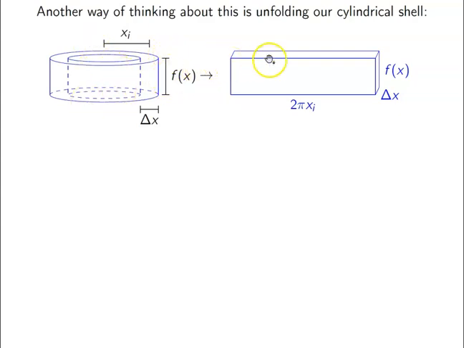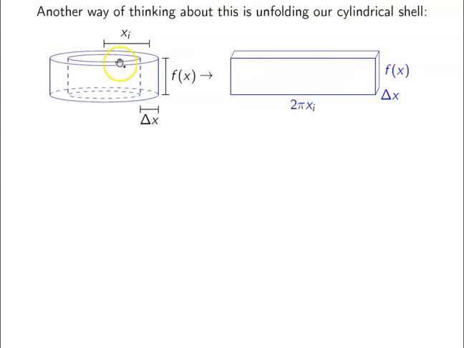If I unroll this out, well, remember what the circumference of a circle is? It's 2 pi r. So 2 pi and the radius here is x. Okay. My width, if I cut this across, is delta x, and the height is f of x. So how do I find the volume of a rectangle? I multiply all the sides together.